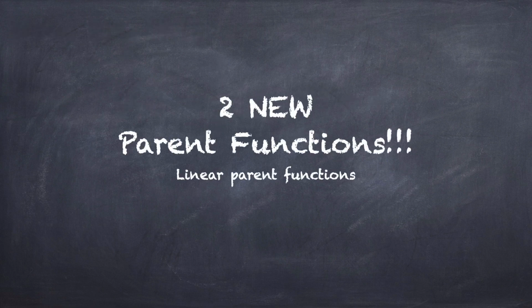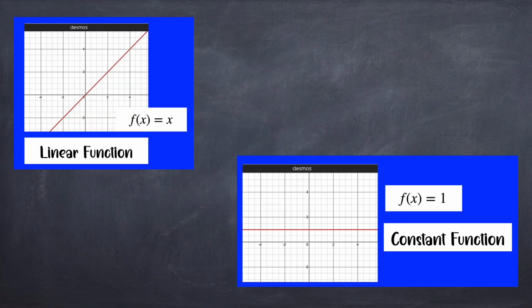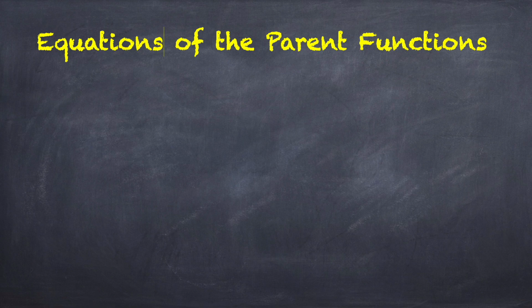All right, we get our 2 new parent functions. These are the linear functions. We don't discuss our vertical expansion or compression, so to speak, on our linear ones. But you can see we have f of x equals x. It's just like y equals x. F of x and y are interchangeable. And this is our parent function going through the origin with the slope of 1. Our constant function, f of x equals 1, is a horizontal line. Anytime you see a horizontal line, it will be a member of the constant function. As a matter of fact, the constant parent function is the only parent function that does not pass through the origin.